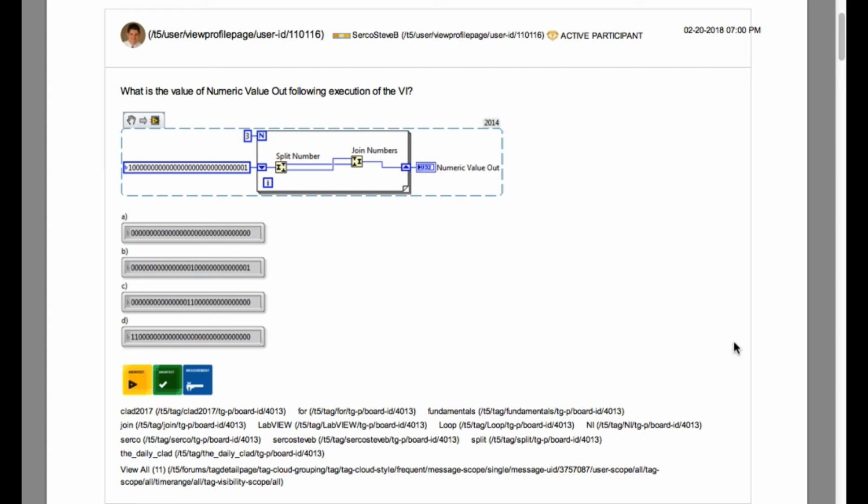So what actually happens is the split number is going to split the number into 2 equal halves. Then the join number is creating the number again by joining the 2 halves, and then it is feeding into the shift register. That basically means the number is going to come as an input in the next iteration.